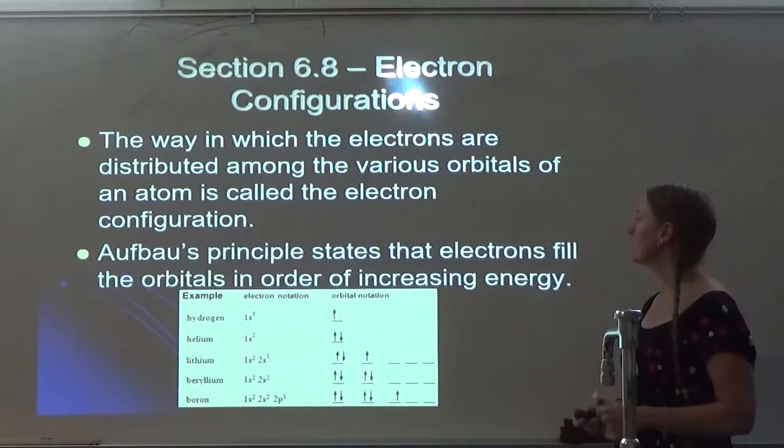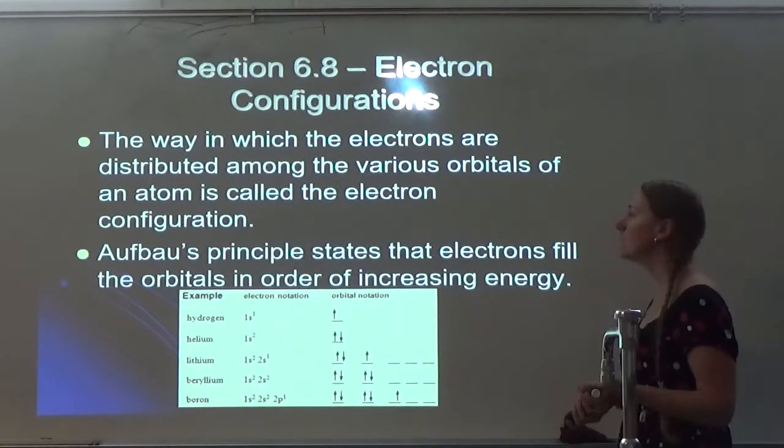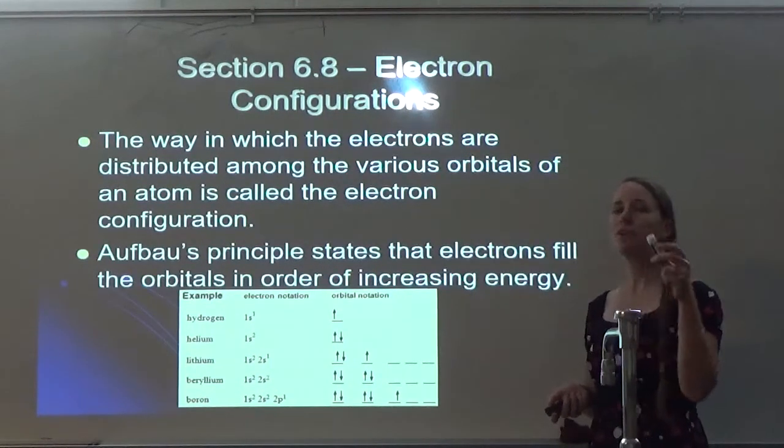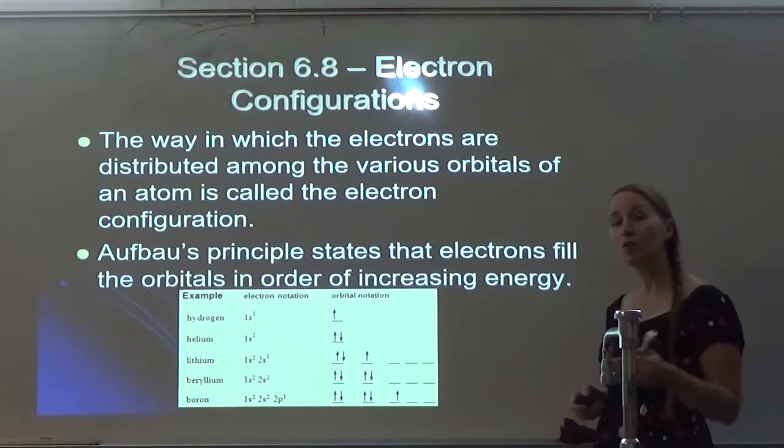Aufbau's principle states that electrons fill the orbitals in order of increasing energy. So that's why we always start at 1s, and then we move on to 2s, and then 2p. We go from low to high energy.